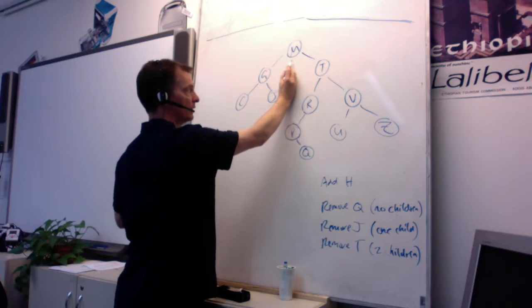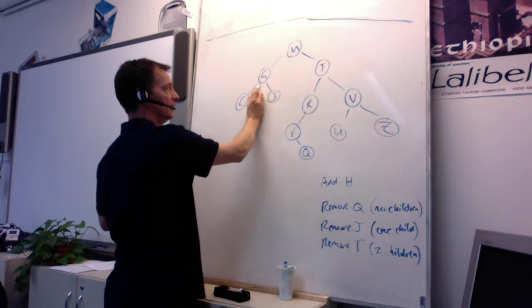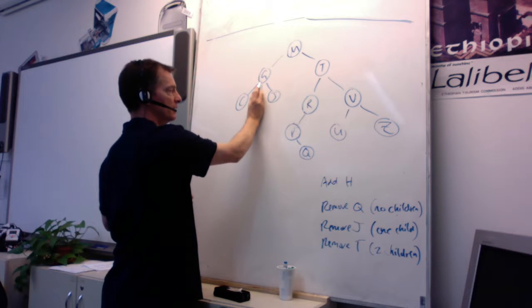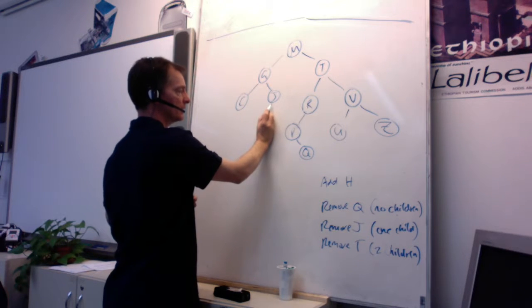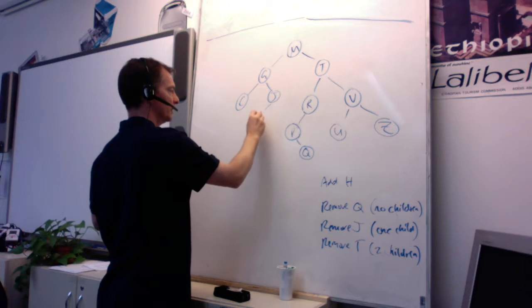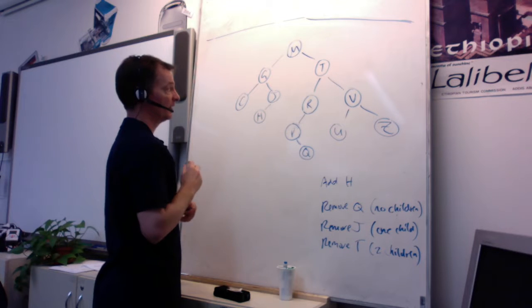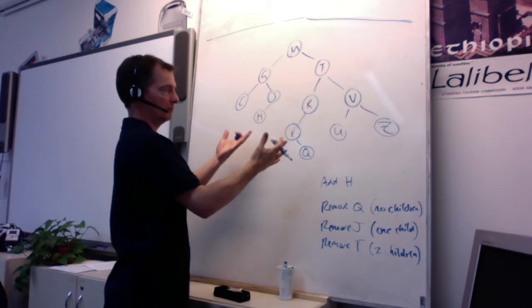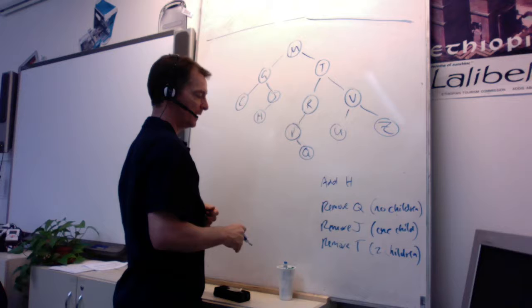Is H greater than or less than M? It's less than. Is H greater than or less than G? A, B, C, D, E, F, G, H. It's greater than. Is H greater than or less than J? A, B, C, D, E, F, G, H, I, J. It is less. So H is placed there. That's the diagram. You just add it in the proper place.